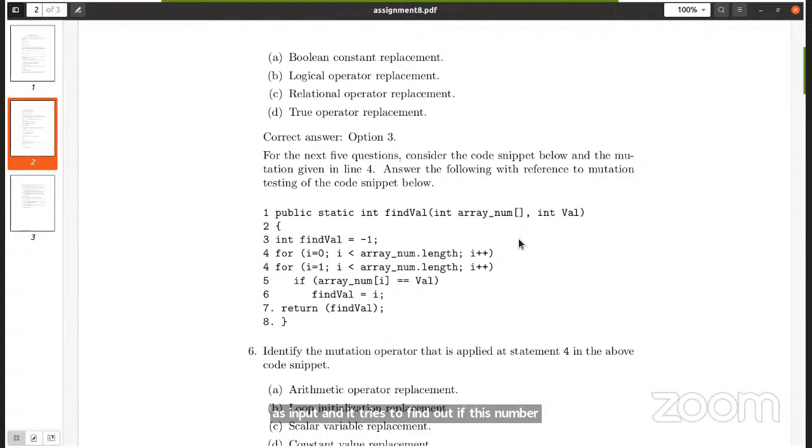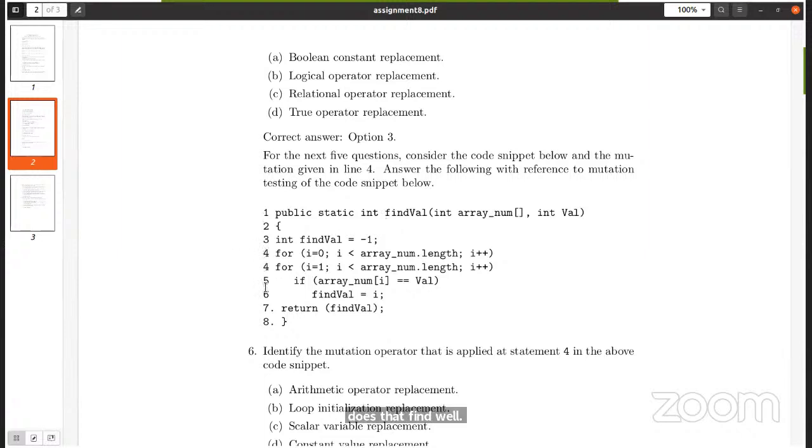Suppose the number is not present in the array, it will return -1. And suppose the number val that you're searching for is present in the array, then at the first occurrence of that number, it will exit the code and come out. It won't go on searching whether it's present a second time, third time. So this code does that: find val.